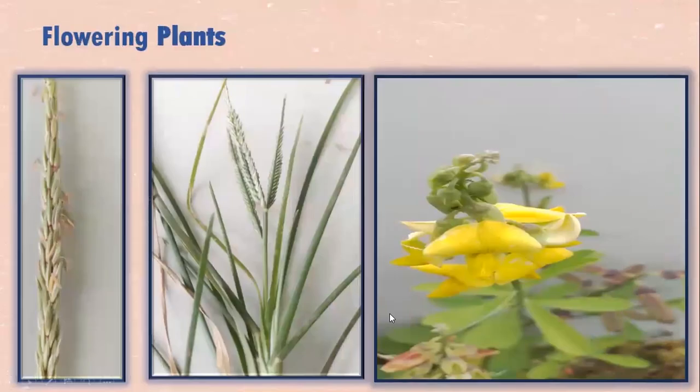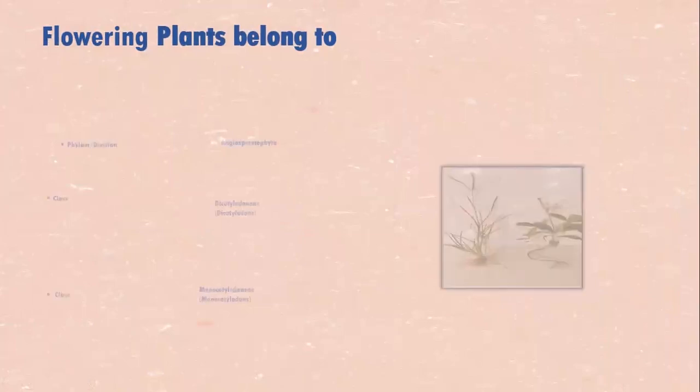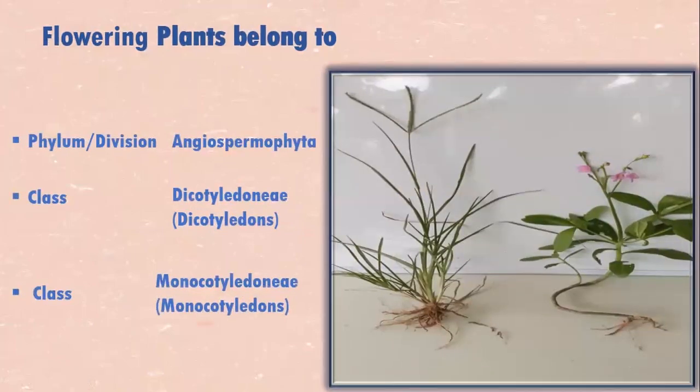Welcome. Flowering plants, as the name goes, have very beautiful flowers. That is one of their identifications. And then flowering plants belong to the phylum Angiospermophyta, class Dicots and Monocots. And then we want to look at their similarities. You see that Dicots and Monocots have basic important similarities in common.